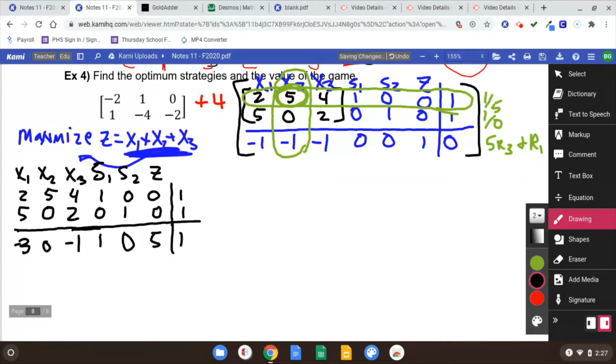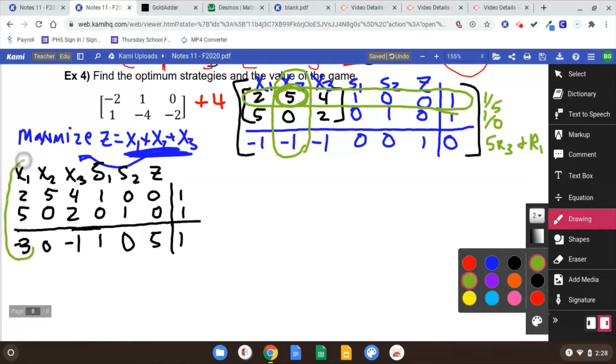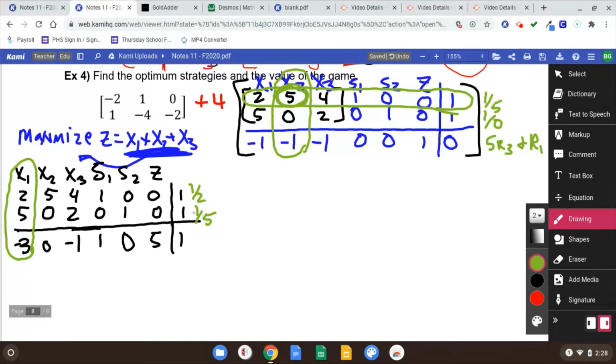Okay, so I've got a new Tableau, but I know I'm not finished because I have negatives on the bottom. So again, you go back with that same rule of look for the most negative indicator. That's the X1 column. And then you're going to divide the number on the right by the number that you circled. You got 1/2 and 1/5. Don't worry about the bottom. So whichever of these two fractions is the smaller positive number, that's this one, that's what you go with.